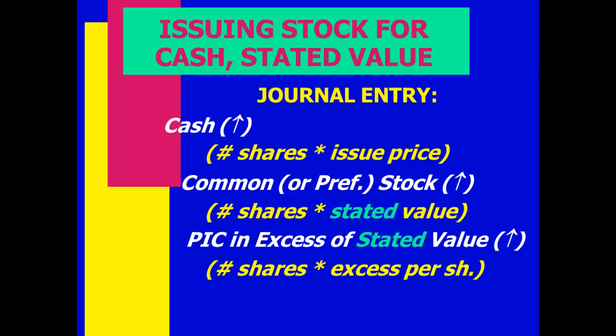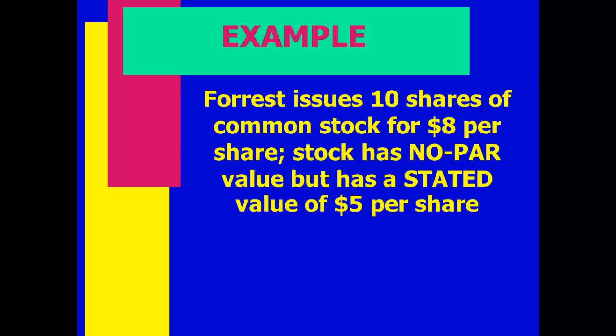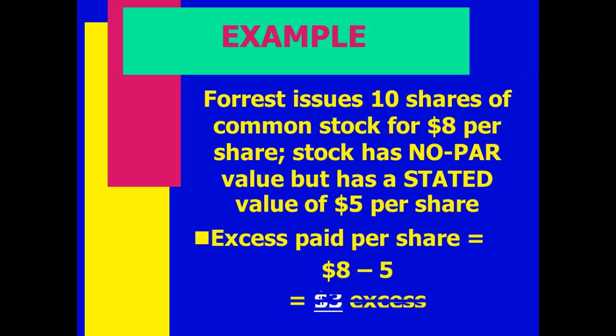So we debit cash for what we get. We credit common or preferred stock for the number of shares times the stated value. The extra credit goes to PIC in excess of stated value. Let's issue 10 shares, common stock for $8 a share. No par value, but a stated value of $5 a share. Any excess involved? $3 a share. 8 minus 5. Let's make my journal entry.